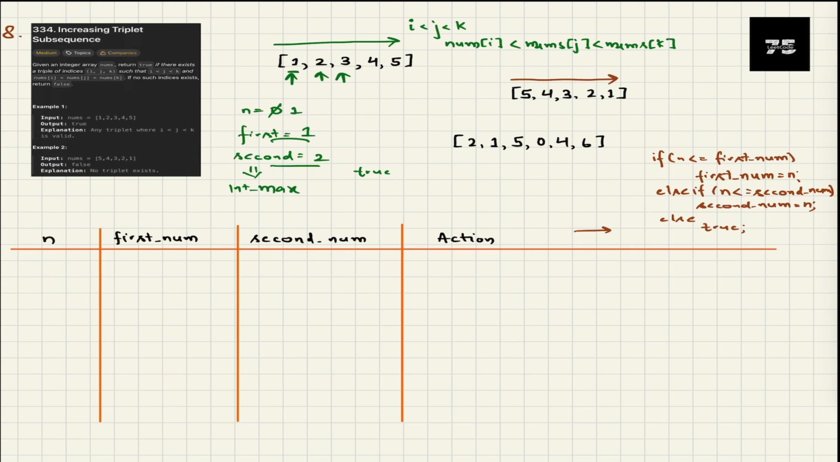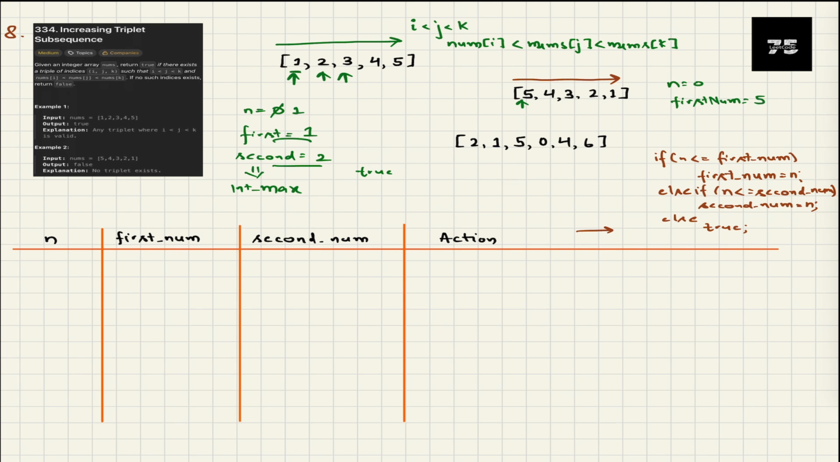So now let's say here my n is 0, and I know my first num, let me just write first num, it was int max. Is 5 less than int max? Yes, it is, so I'm gonna assign it 5. Okay, then my n will move here. Now, is my 4 less than 5? Yes, it is. Then it will move here. Is my 3 less than first num? Yes, it is.